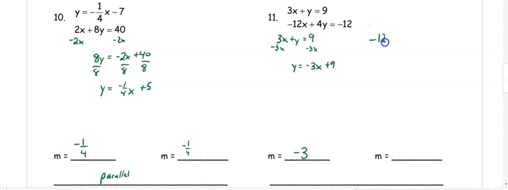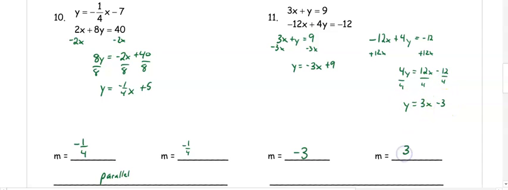In our second equation, we need to solve for y. So negative 12x plus 4y equals negative 12. We can add 12x to both sides. 4y equals 12x minus 12. Divide everything by 4. Y equals 3x minus 3. So our slope is 3. So while these are opposites, they are not reciprocals. So it cannot be perpendicular. They're not the same, so it can't be parallel. So these are just going to be intersecting.